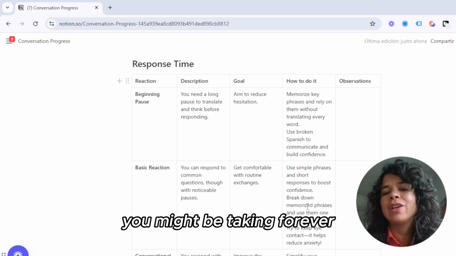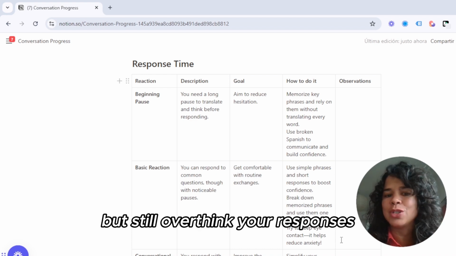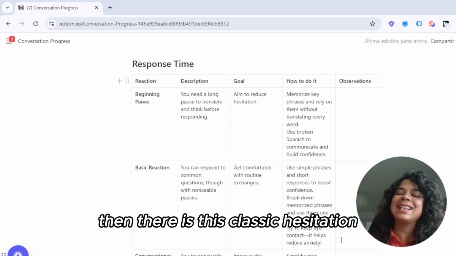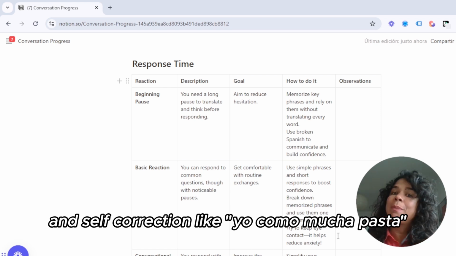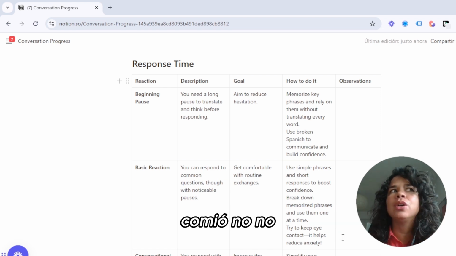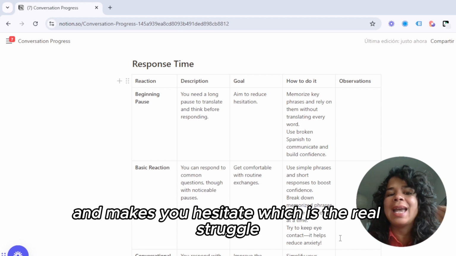You might be taking forever translating word by word, or maybe you can answer simple questions but still overthink your responses. Then there is this classic hesitation and self-correction, like, yo como mucha pasta. No, comió. No, comiste. This kind of self-correction breaks your flow and makes you hesitate, which is a real struggle.